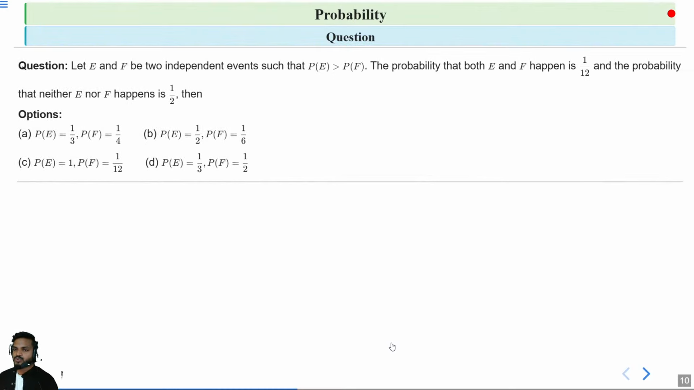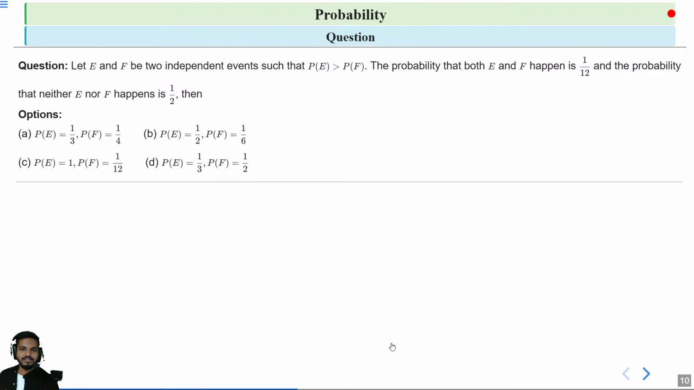So next question. In this question we have two events, E and F. And the important thing, both are independent events such that probability of E is greater than probability of F. Now we have to find the probability of both. It is also given that the probability that both E and F happen is 1 by 12, and the probability that neither E nor F happens is 1 by 2. Then which option is correct?